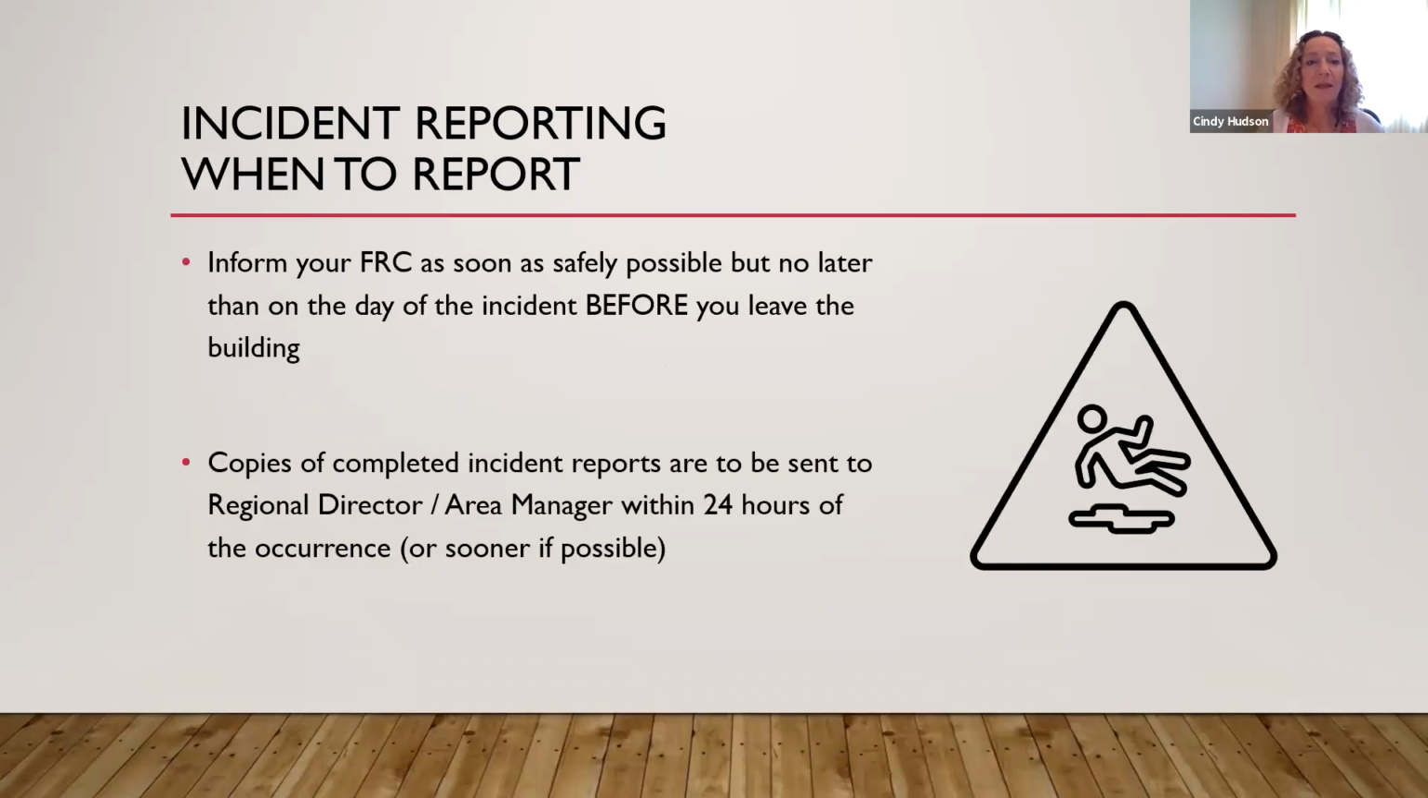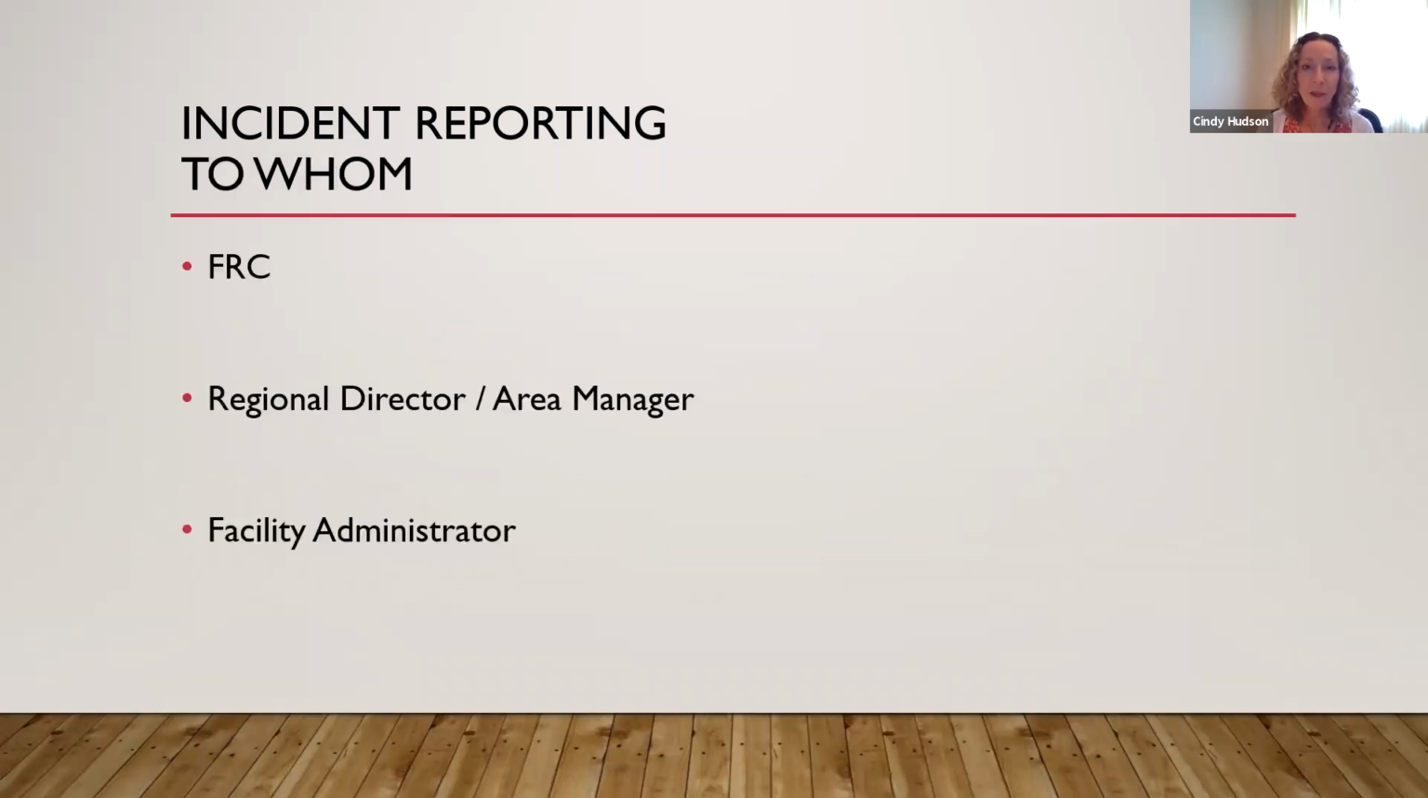When you want to report an incident, this is going to be, as I said, as soon as is safely possible, to let your FRC be aware of the event. And certainly you need to report this information no later than the day of the incident before you leave that building. Copies of the completed incident reports are to be sent to your regional director or area manager within 24 hours of the occurrence or sooner if possible. And again, make sure your FRC is aware of the incident, your regional director and area manager are aware of the incident, and also be sure to include your facility administrator in that communication chain.